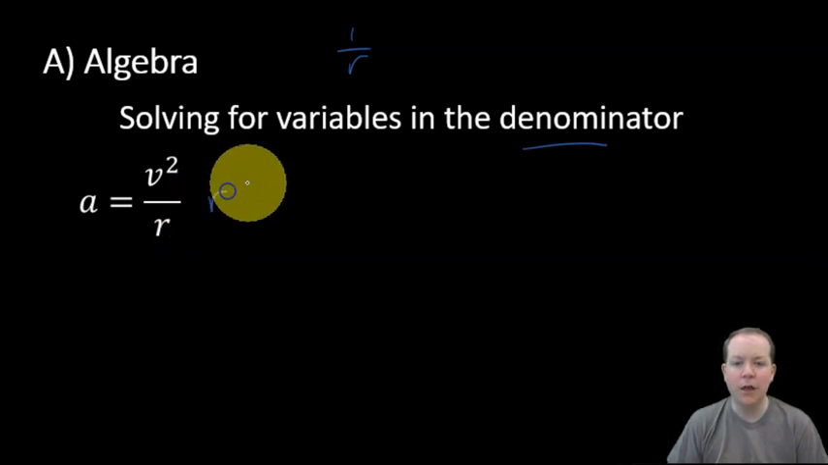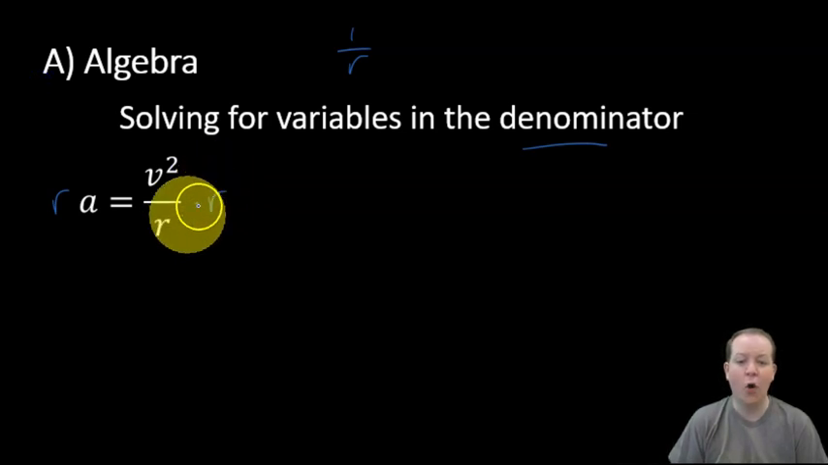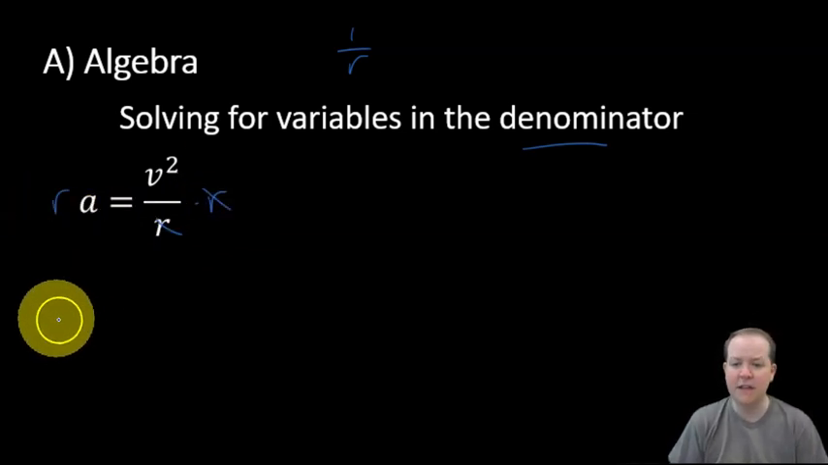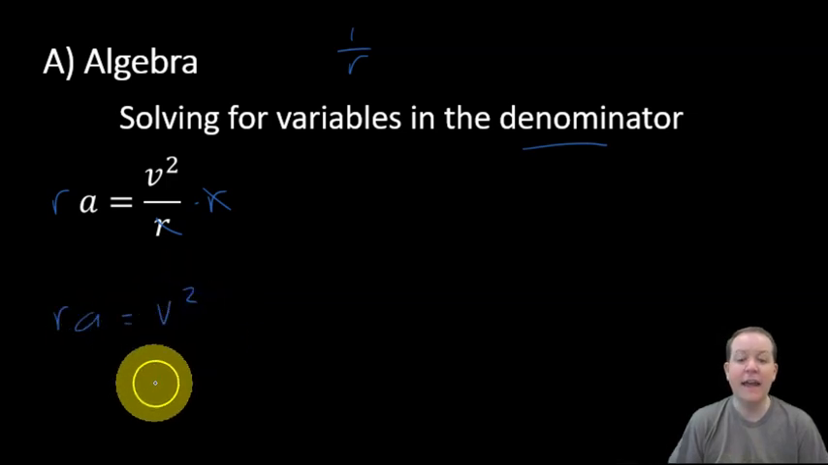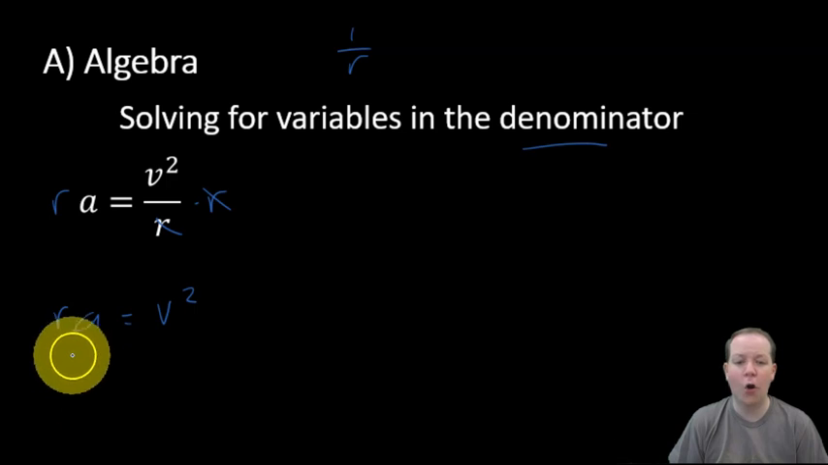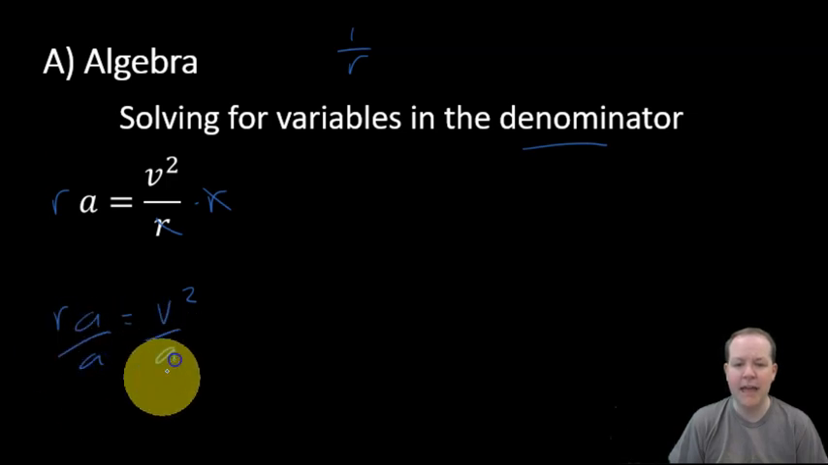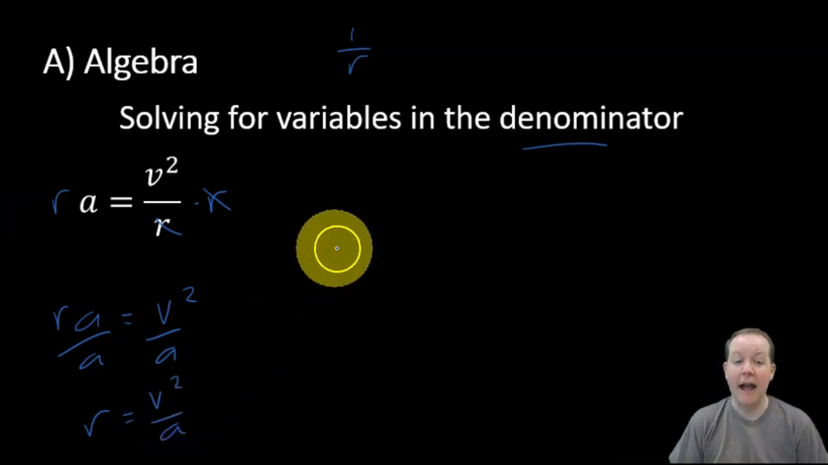So if you multiply both sides by r, the right side is basically like it's in the top, so I have r divided by r. That cancels. And of course, from algebra, if I multiply the right side by r, I have to multiply the left side. That leaves me with r times a equals v squared. And then I could go about finishing. If I want to solve for r, maybe I divide both sides by a. Bam. r is equal to v squared divided by a. That's how you solve it.